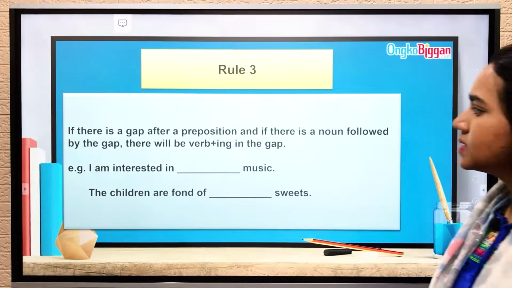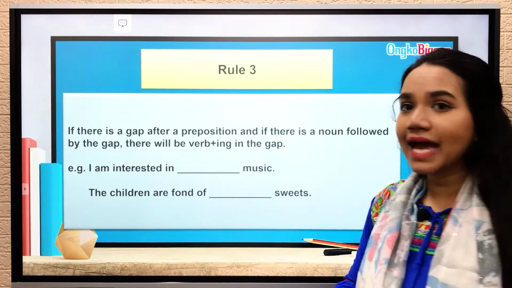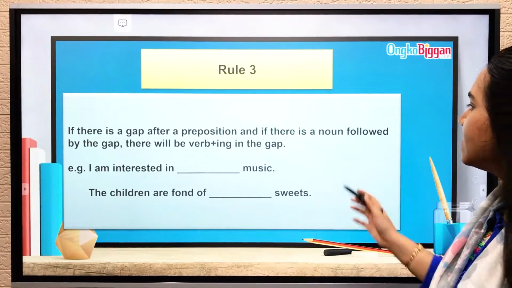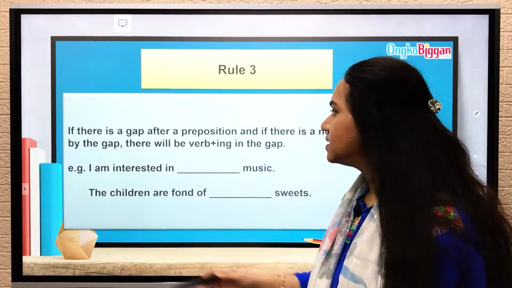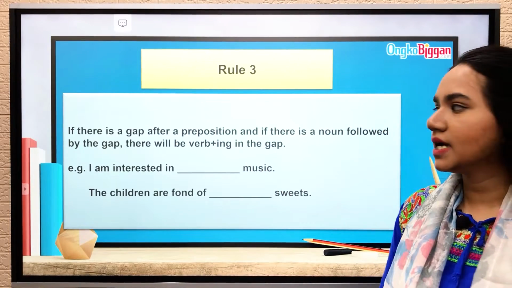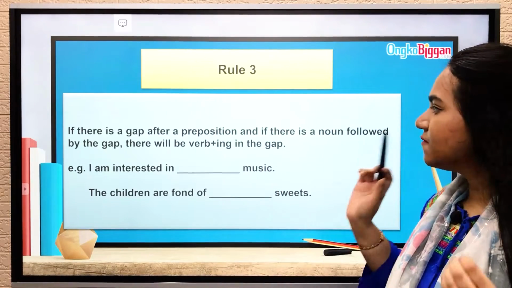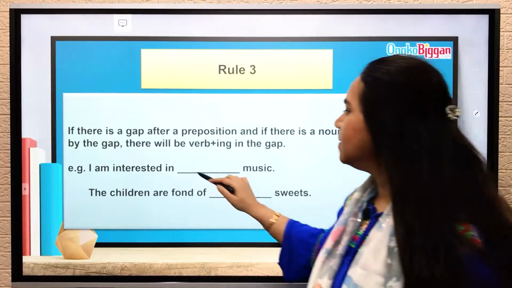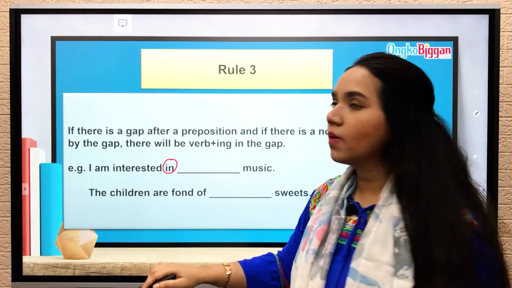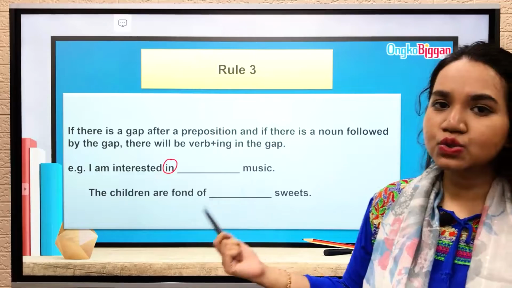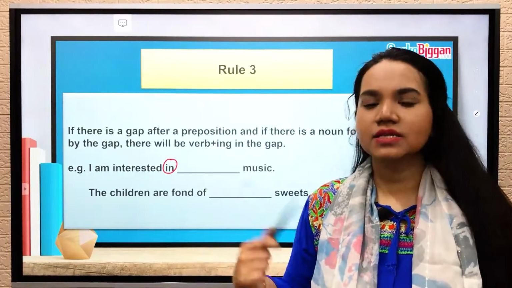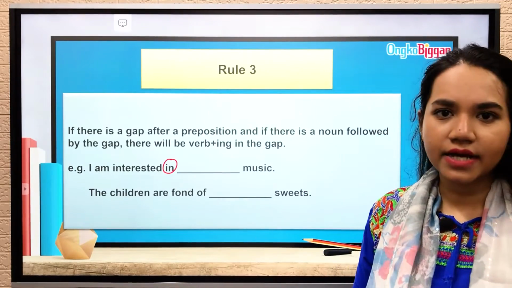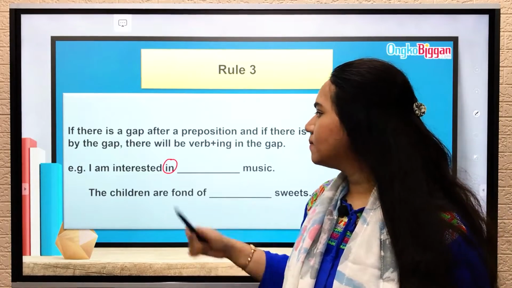Now let's look at rule number 3, which says that if there is a gap after a preposition and if there is a noun followed by the gap, there will be a verb with ing in the gap. So what happens at first? There will be a gap after a preposition. So we already know what prepositions are, right? Like to, by, in, with, within, inside, outside, right? Out of, from.